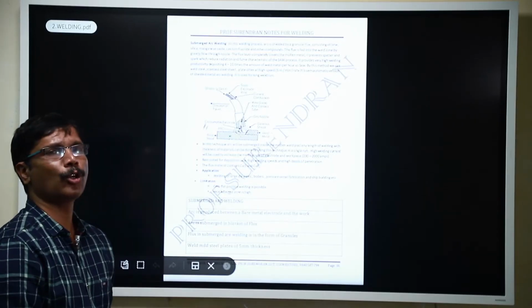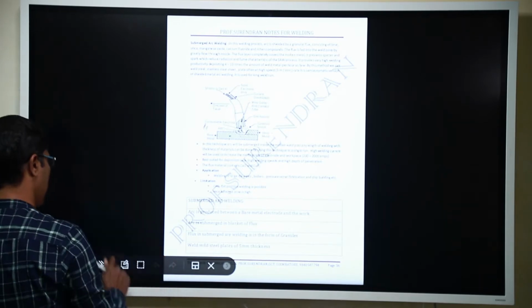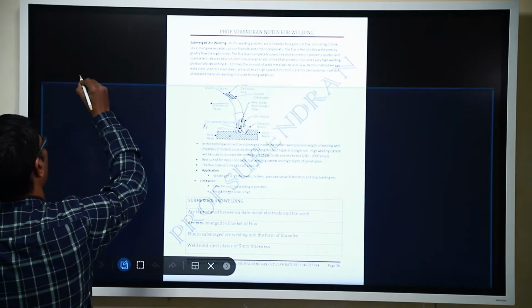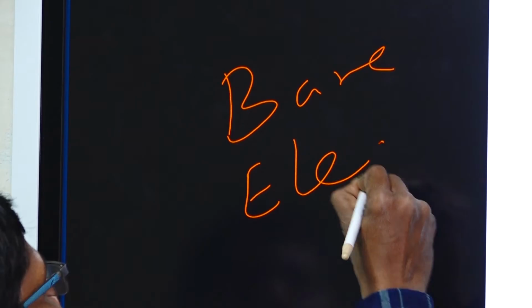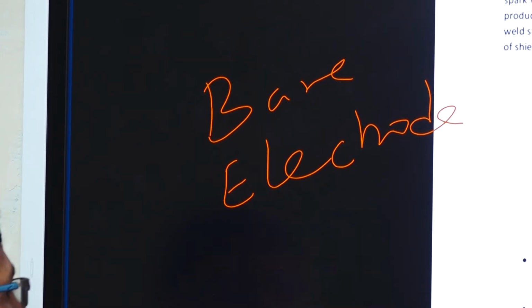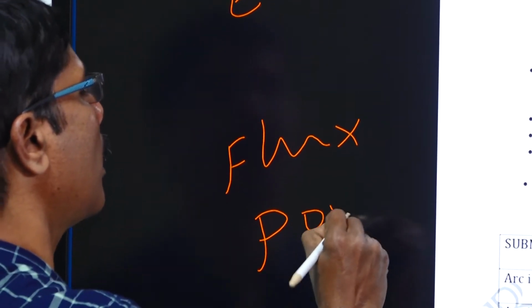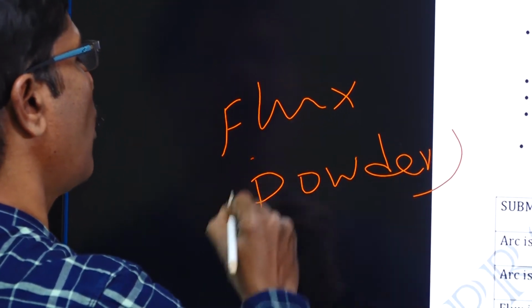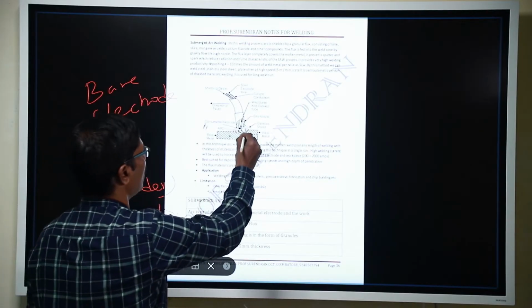Next, we are going to know about submerged arc welding. In submerged arc welding, we are using the bare electrode. Bare electrode means an electrode without flux. Electrode without flux is called a bare electrode, and the flux is used in the form of powder or granules. So granular flux is used, so it has to be fed.